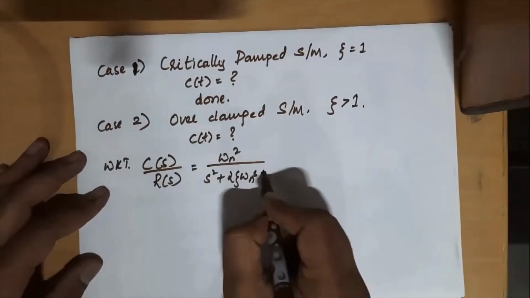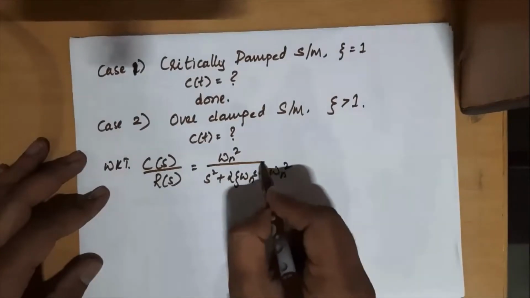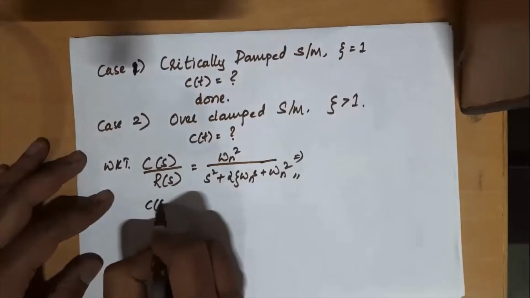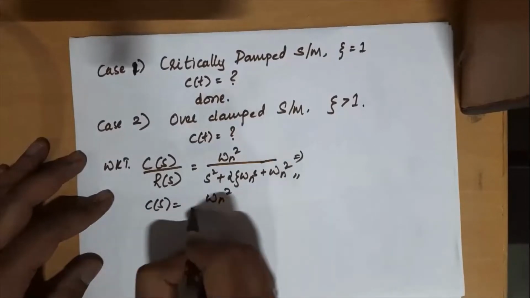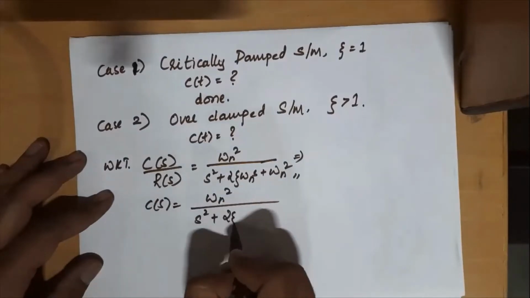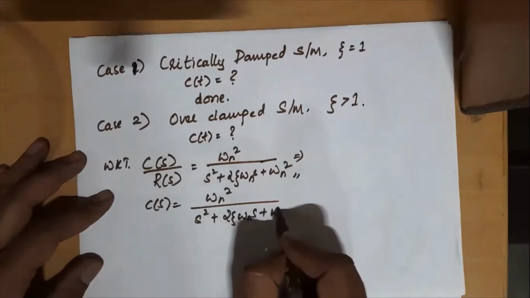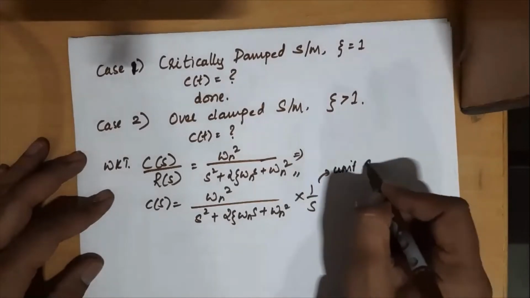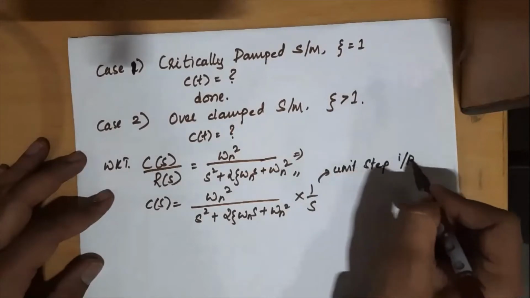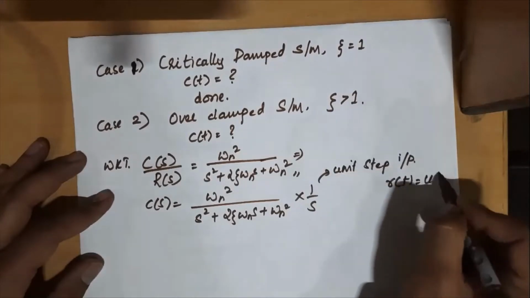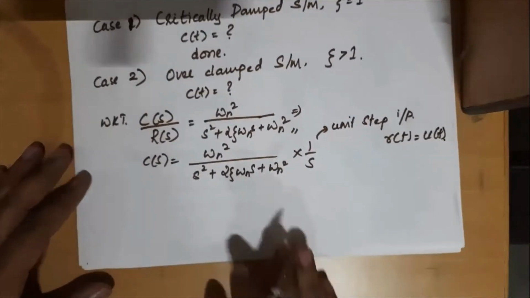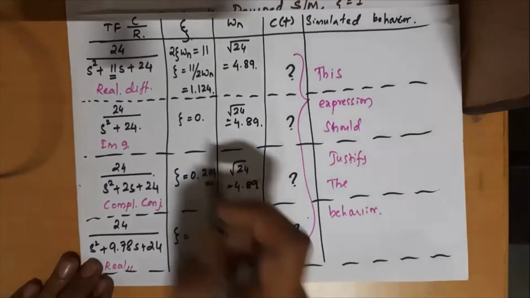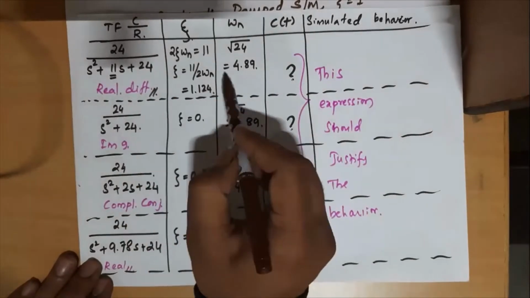Let the standard second order transfer function be given by omega n square divided by s square plus 2 zeta omega n s plus omega n square. So when you take the input Laplace on the other side, we get 1 by s. It is because of the unit step input. Fine. So let us get back to the work we did.